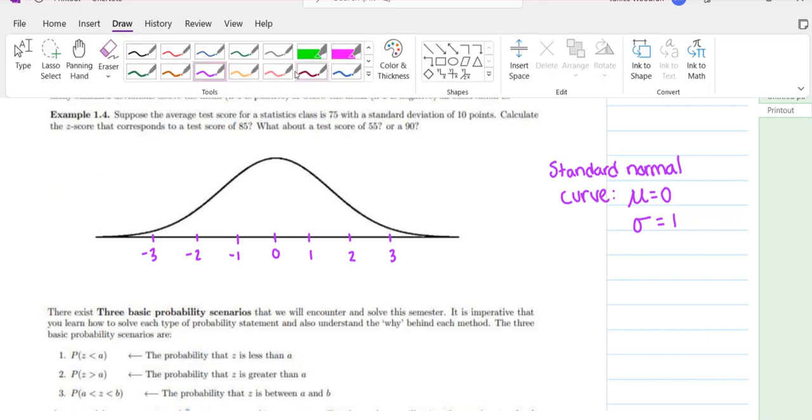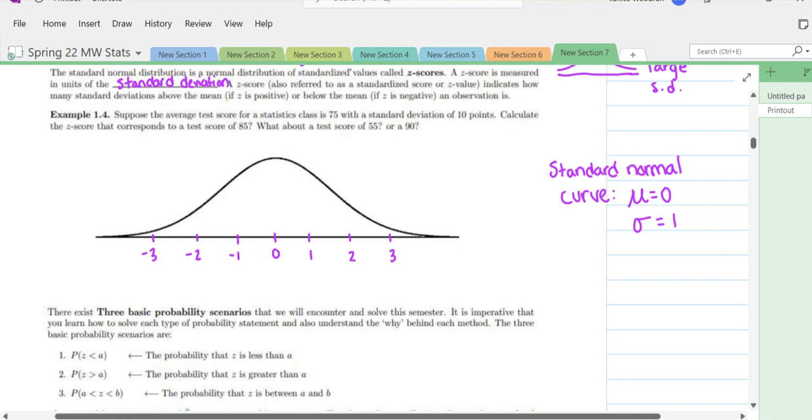If I take this example and put it on the standard normal curve, that is called standardizing my value. This means that I can take any mean and standard deviation and put it on the same curve. That's why we do this, because then we'll have the same z-scores, which give your areas, for anything. Suppose the average test score for a statistics class is 75 with a standard deviation of 10. I want to standardize that. All that means is that I'm going to take that and put it on this curve here.